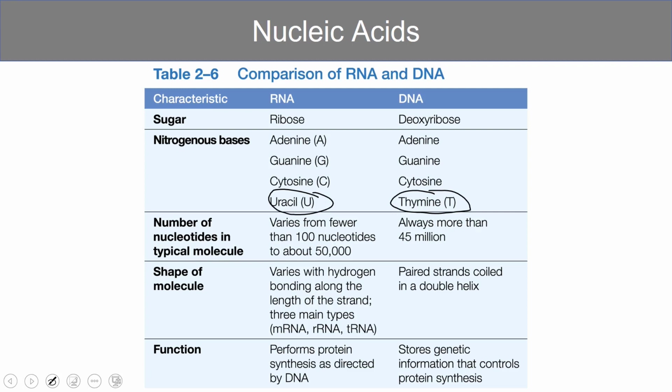As for the shapes of the molecules, you have this double helical shape in the DNA, and then the shape varies for RNA. And then lastly, function. DNA stores genetic information that controls protein synthesis, so it is basically the recipes for protein synthesis, while RNA performs roles in protein synthesis. So they're going to have some intermediary roles in protein synthesis.